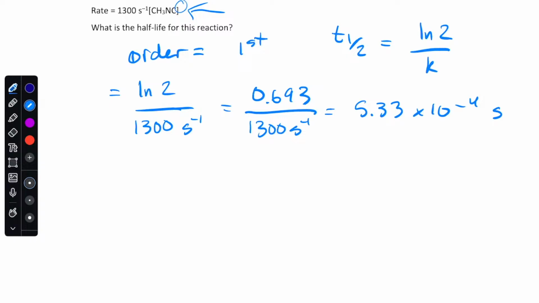Although, I guess there's some hidden information in this question, because both 0 order and second order equations have the initial concentration as part of the half-life equation. And we didn't give you an initial concentration.